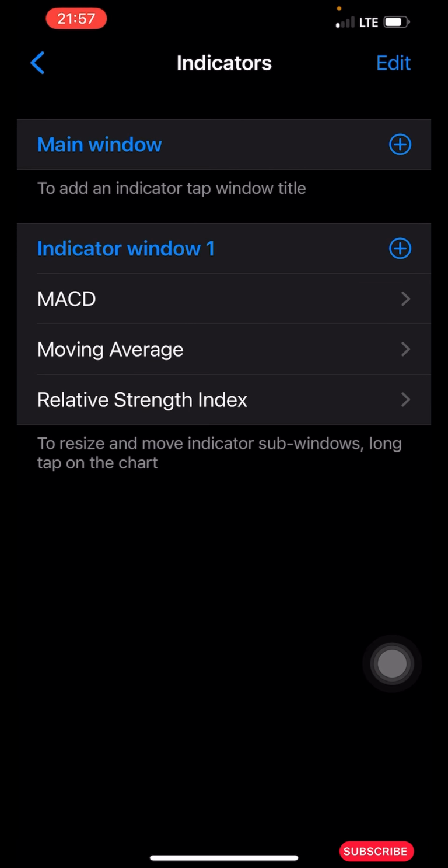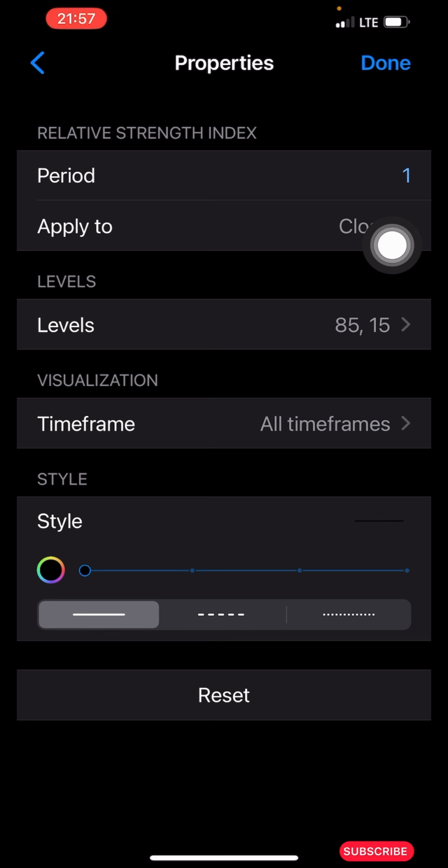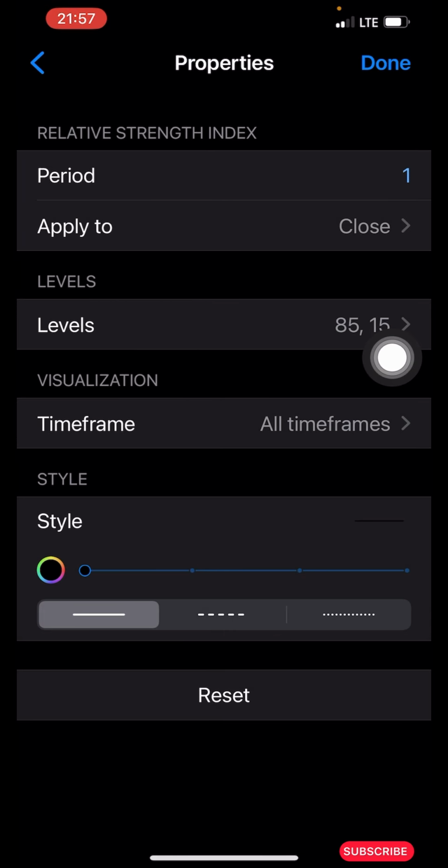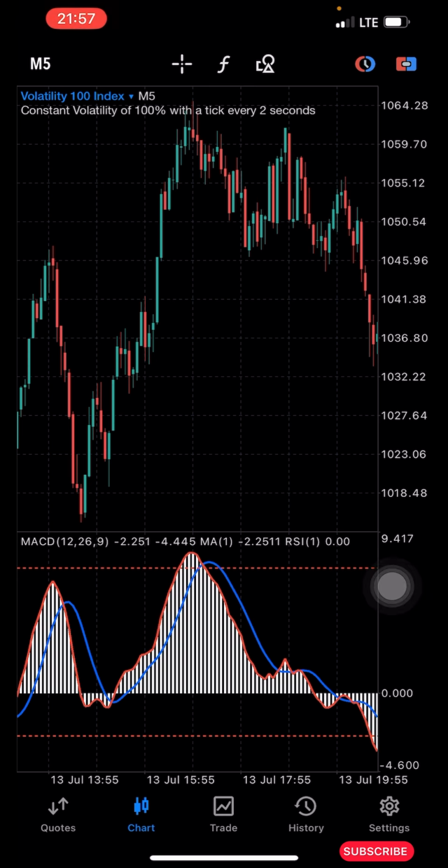Now the next indicator, which is the last one, is relative strength index. You click on the indicator window one plus icon again. You search for your relative strength index. Now this one is for the levels. The period is 1, apply to is close. The level is 85 and 15. Color red, 4 pixel. You click on done. Time frame is all time frame. Now under the style, you make the color of your background so that it will not reflect, 1 pixel. You click on done. So once you have set everything correctly as I've just explained, you are going to have a screen like this. You are going to have this setup.